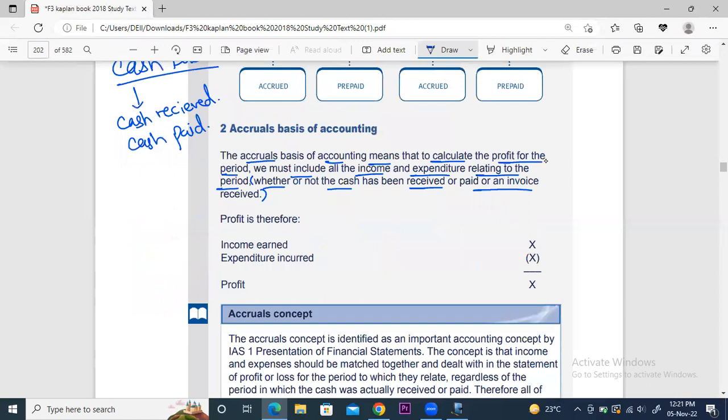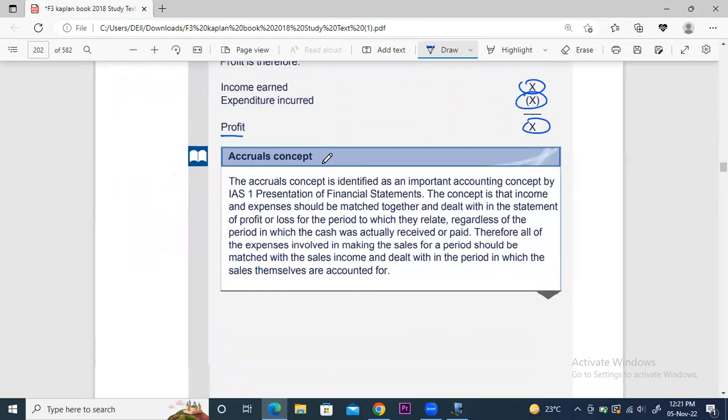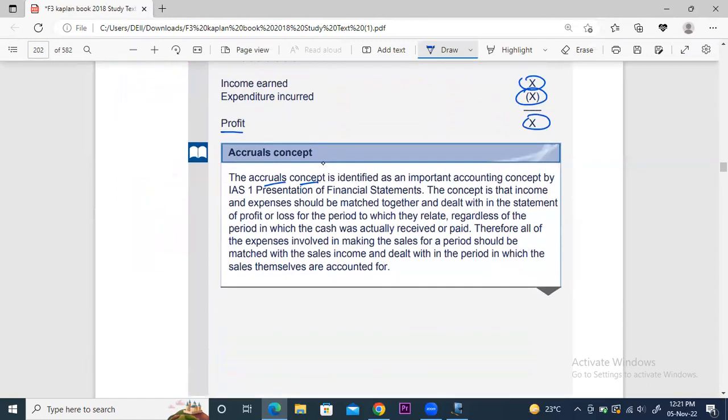Now it is the same thing that we discussed above: income earned minus the expenses is equal to the profit. There can be a loss as well. Now let's read some things about this accrual concept. The accrual concept is identified as an important accounting concept by the IASB presentation. Obviously it is very important because everything revolves around it. The concept is that income and expenses should be matched together and dealt with in the statement of profit or loss for the period to which they relate, regardless of the period in which the cash was actually received or paid.